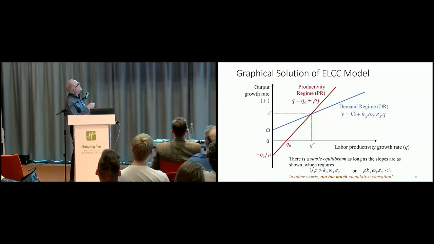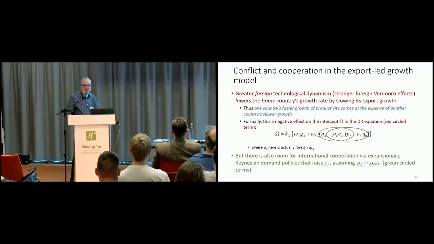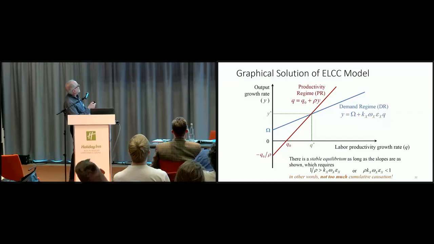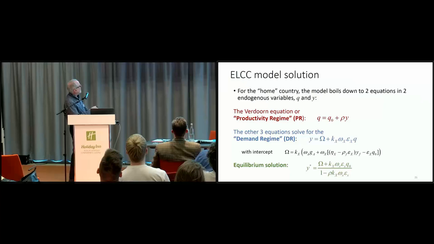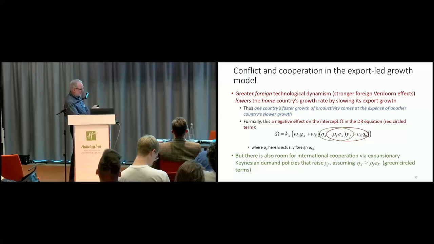Now, what does this all have to do with conflict? Well, to bring it back to that theme, if you go back to the math for the demand regime, the intercept is the uppercase Greek letter omega, which in turn is an amalgam of these various elasticities and other parameters. Specifically, I want you to focus on the ones first in the red circle, and then we'll talk about the green circle. Because I do want to emphasize, post-Keynesian models do not only show the possibility of conflict. They also show avenues for cooperation. And I want to show you where both of them are found here.